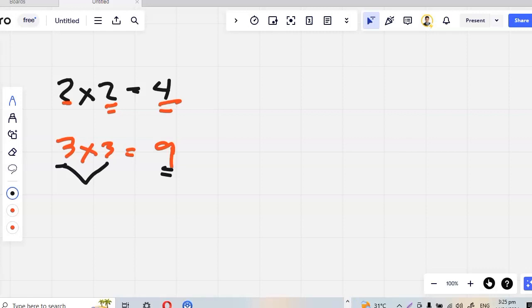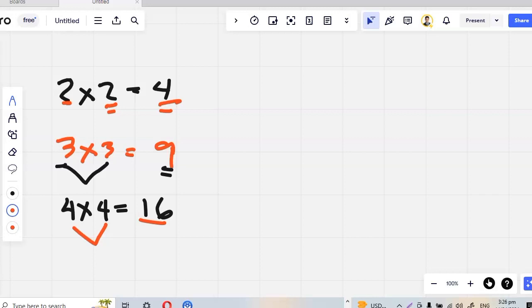Okay, another one. 4 times 4 is equal to 16. 16 is a perfect square because it is the product of two equal numbers or two equal integers.